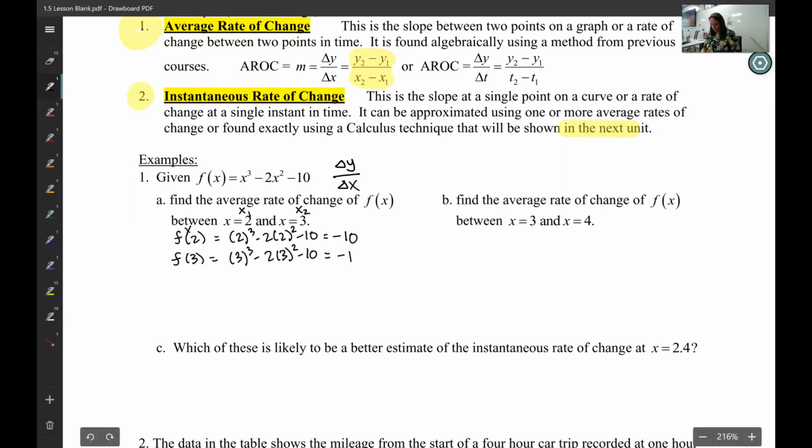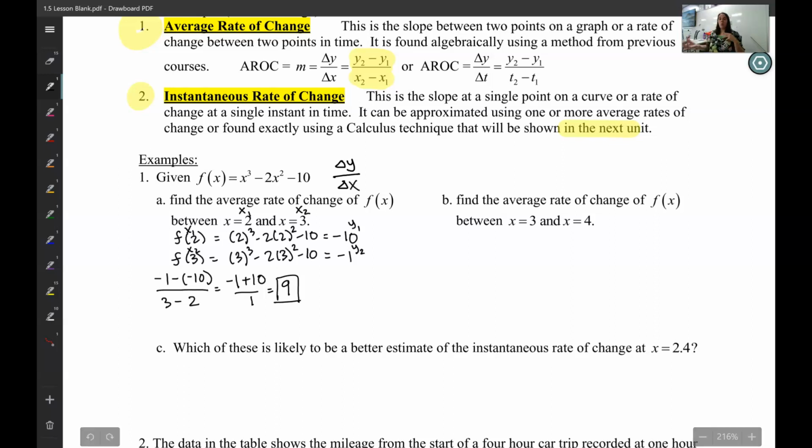So this was my x1, this was my x2. When I plug them in, the answers I get are my y1 and my y2. And now I can just plug them into my equation. So y2 minus y1 all over x2 minus x1. Which I simplify to give me 9.